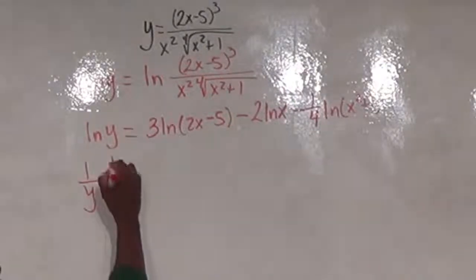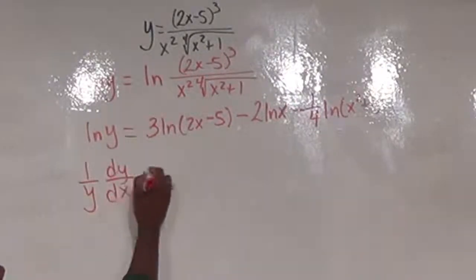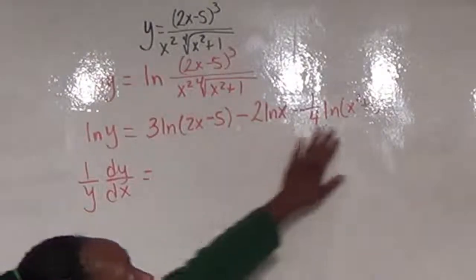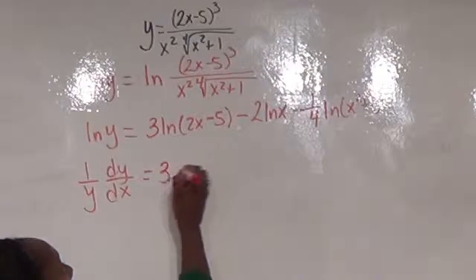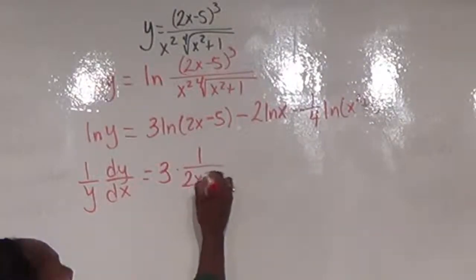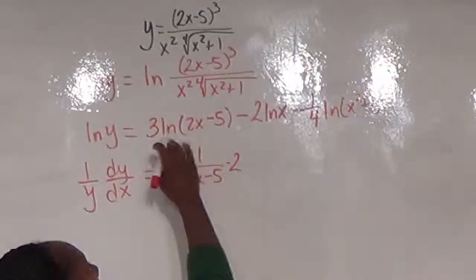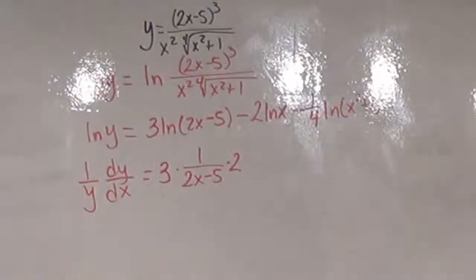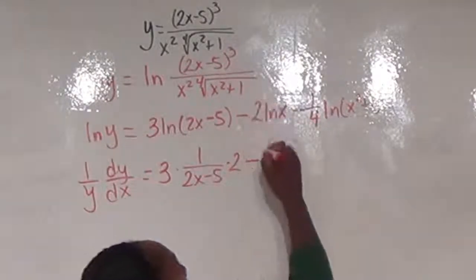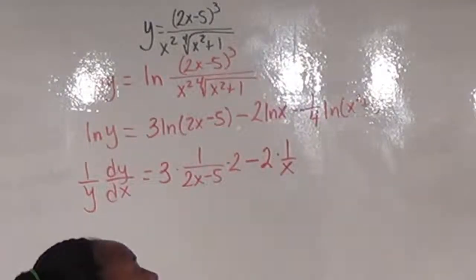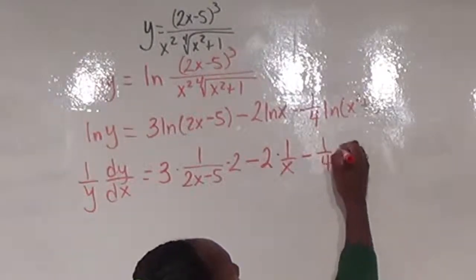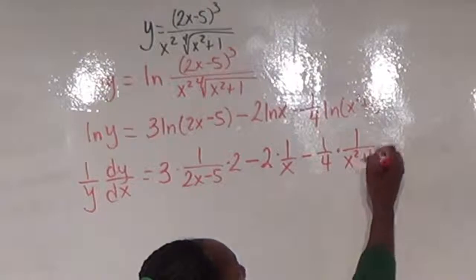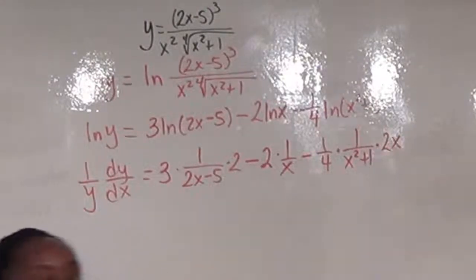So we'll get a 1 over y dy dx. And on this side, we'll use some chain rules on those logarithms. So we get a 3 times a 1 over 2x minus 5 times 2 from the first. Again, 1 over the argument times the derivative of the argument. Here, just 2 times 1 over x. And for the last one, we'll get a 1/4 times a 1 over x squared plus 1 times a 2x.